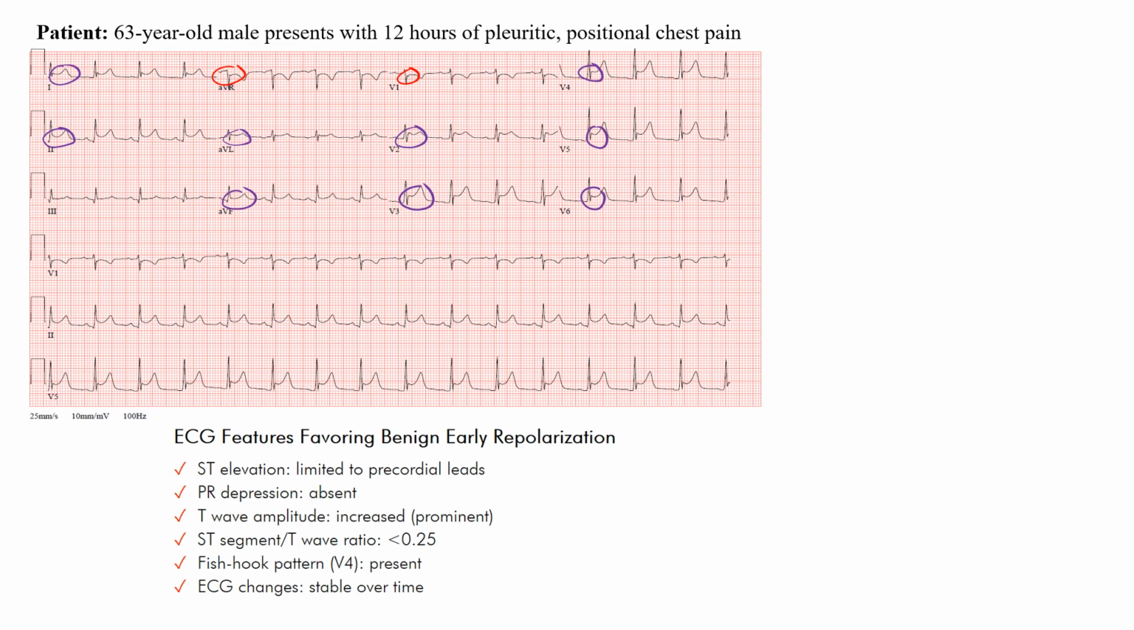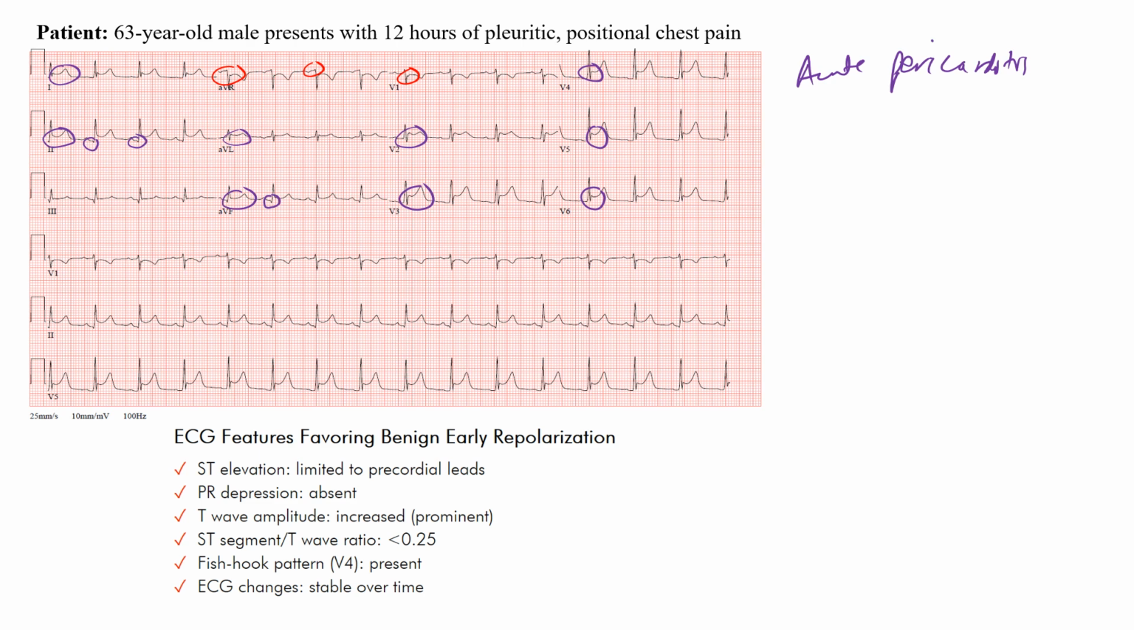We see a little bit of PR elevation here in AVR, and we also see some PR depression in some of the other leads. Lead 2, we see PR depression, there, maybe a little bit in AVF, and so forth. So this was a pattern that we saw with acute pericarditis. Now let's see why this is not early repolarization.